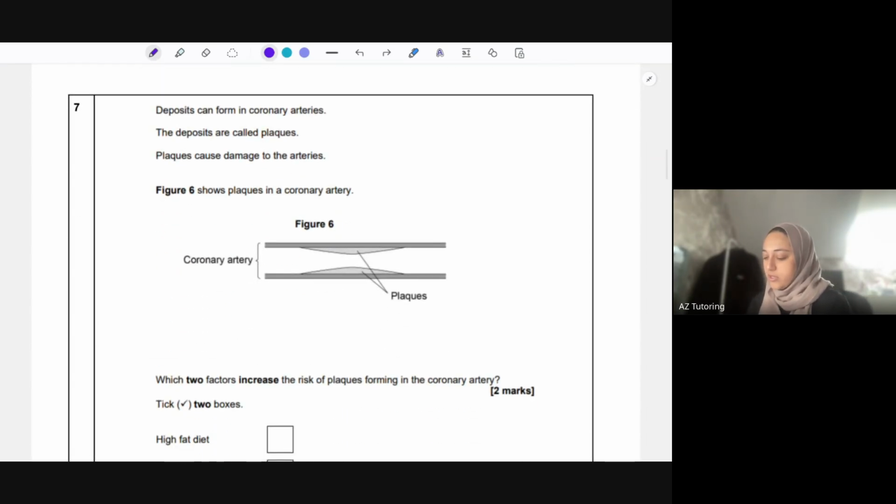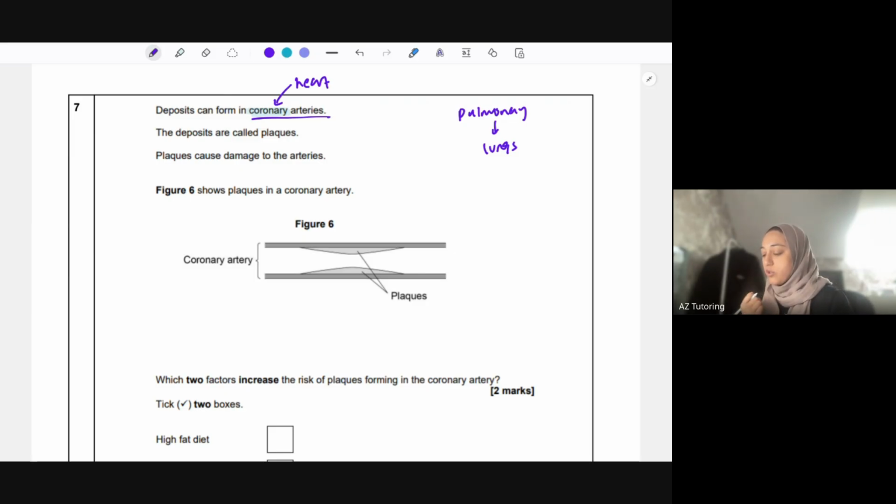Okay, question 7. Deposits can form in coronary arteries. Now, coronary means anything to do with the heart. So coronary arteries are arteries specifically on the heart. Generic arteries are all over. If you see the word pulmonary, pulmonary is to do with lungs. Make sure you understand those two words. Coronary to do with the heart, pulmonary is to do with lungs.